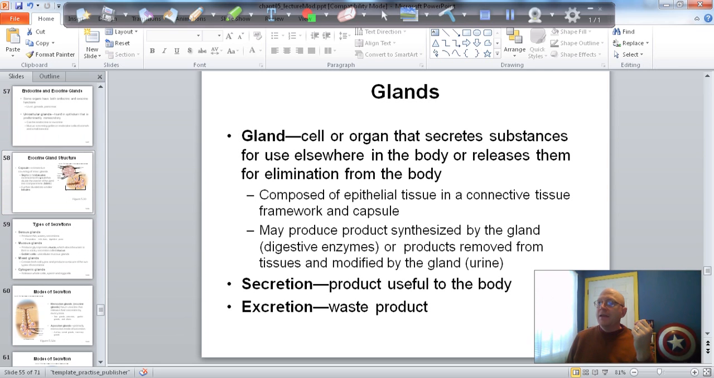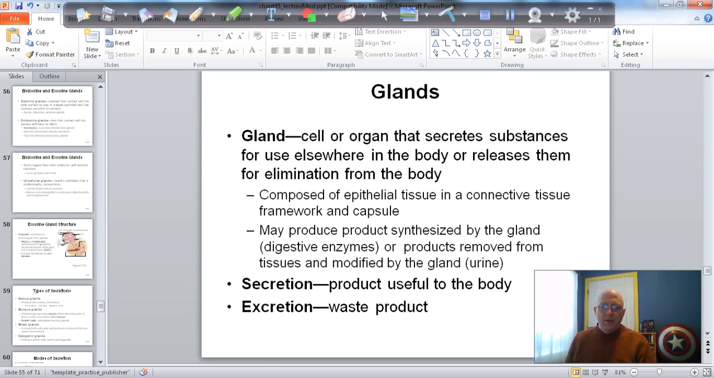But a gland is a cell or organ that secretes substances for use elsewhere in the body or releases them for elimination from the body. Right? So the secretion that comes from a gland is usually a useful product. So, as examples, tears. Tears are useful. They help to lubricate your eye. Your sweat is useful because it helps to cool you down and even actually creates an acid mantle on the surface of your skin. But an excretion is a waste product. So your kidneys are excreting urine.